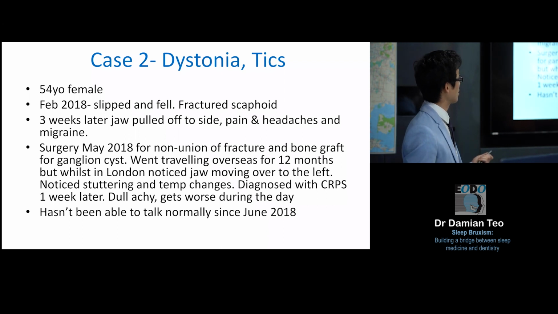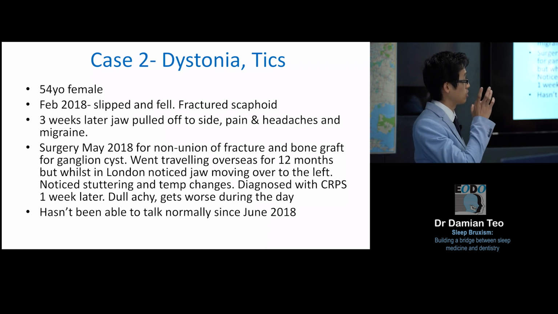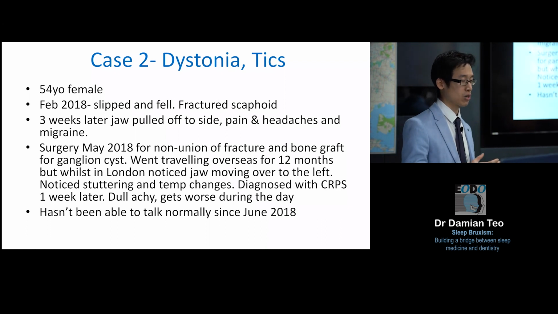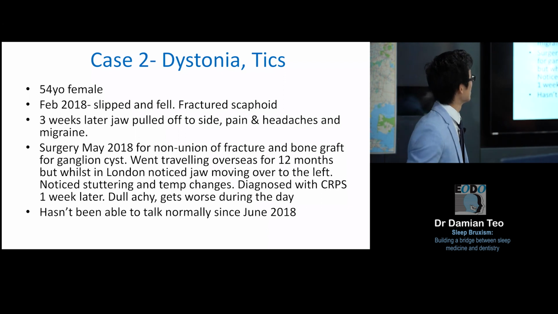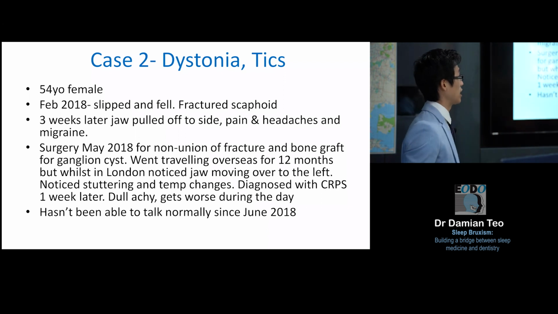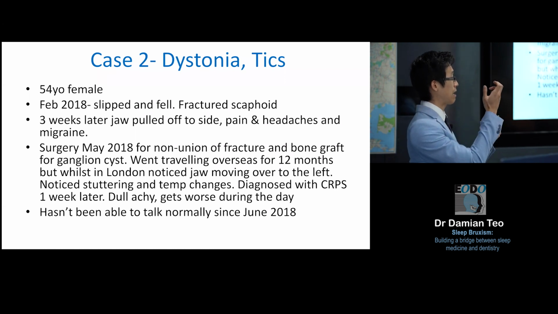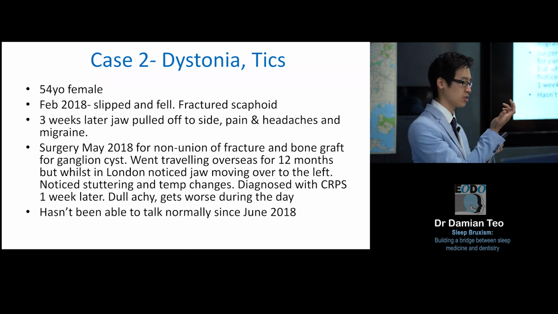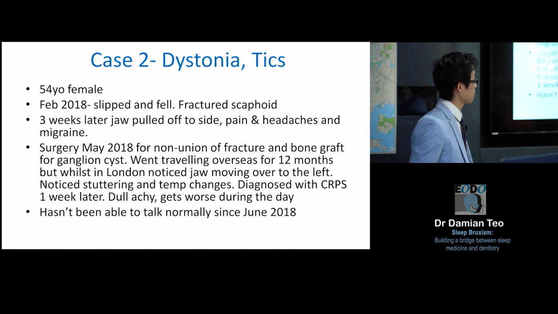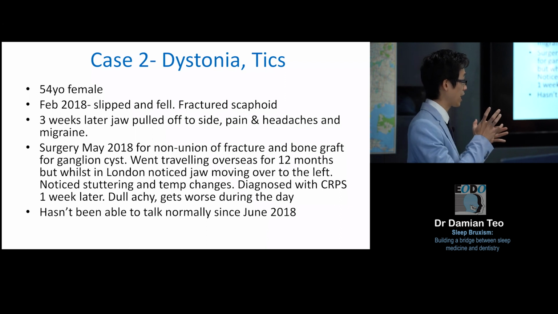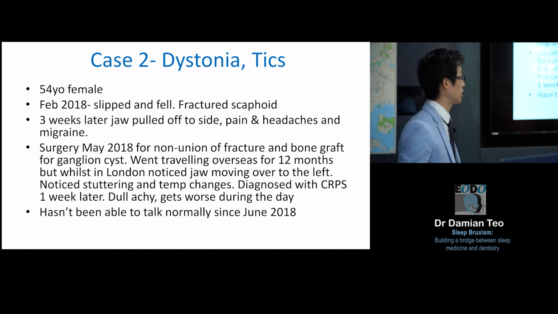But 3 weeks later, after that injury, she noticed her jaw was pulling off to one side, and she started getting pain and headaches, which was weird because her injury was down here. Then in May of 2018, she had surgery which was a non-union of her fracture and bone graft of a ganglion cyst, which had developed in her wrist. Then she went traveling overseas for 12 months, and whilst in London, she noticed her jaw was moving even more over to the left, and she was losing more control of her jaw muscles.